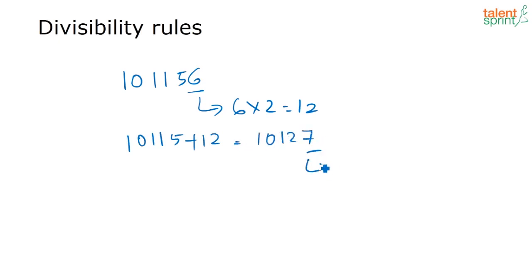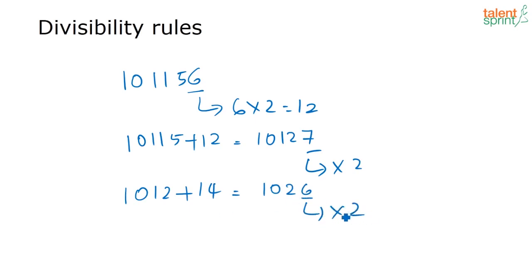Now again take the last digit, multiply it by 2, that is 7 2s are 14. So 1012 plus 14 will give us 1026, correct? Now again multiply the last digit by 2, 6 2s are 12. So 102 plus 12 is equal to 114. So this 114 is divisible by 19, so the given number is also divisible by 19. So this is the divisibility rule for 19. I hope it's clear.